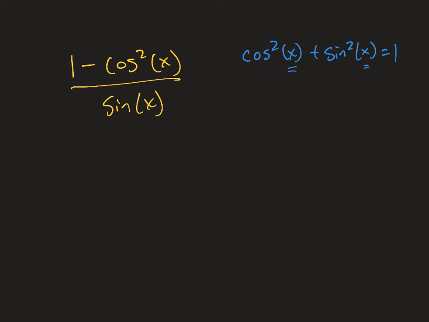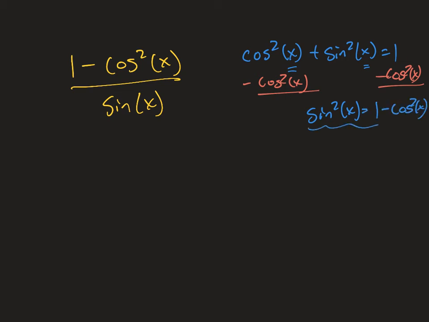Now watch this. If I just subtract cosine squared of x from both sides, I end up with something cool. I end up with sine squared of x equals 1 minus cosine squared of x. Now I wrote this over here on the side because I'm going to use this fact to replace this with sine squared x. So I just demonstrated how that Pythagorean identity will allow me to replace 1 minus cosine squared x with sine squared x.